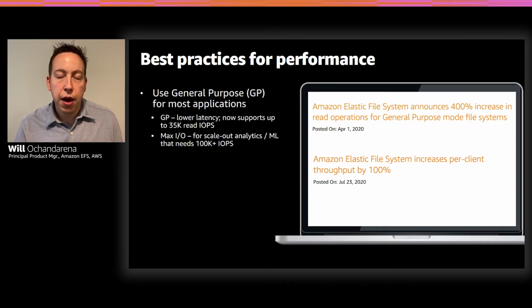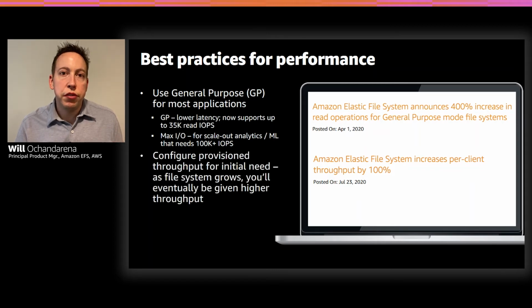Now, for how to set up your file system to get the best performance, my recommendation is to use general purpose file systems for nearly any application that you put on. It now supports 35,000 IOPS, which is more than most of the applications are going to need, and because it's going to give you the lowest per operation latency for what you're doing. The only case where you might want to use a max IO file system, the other type, is if you have an application that scales out to hundreds or thousands of containers that are all operating on different files or directories.